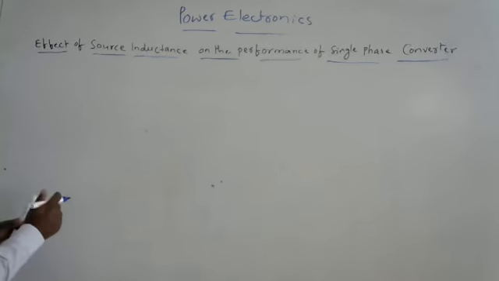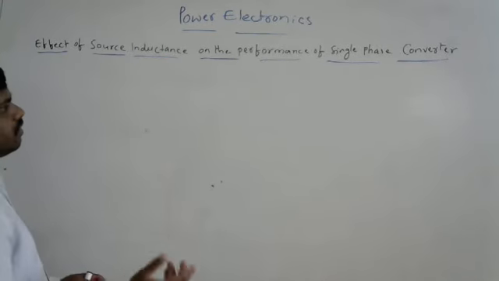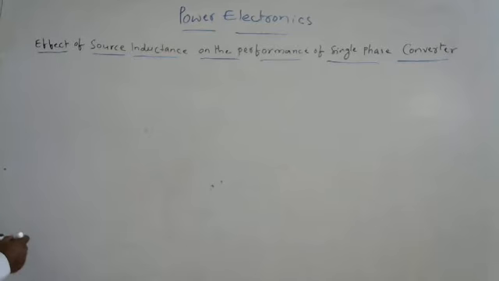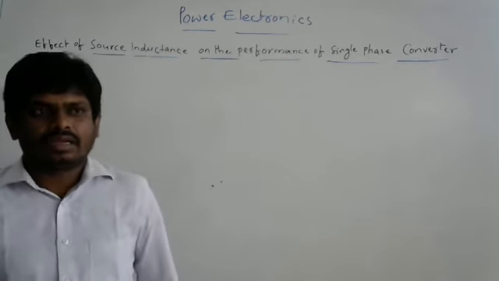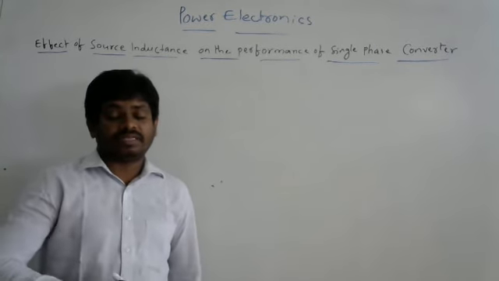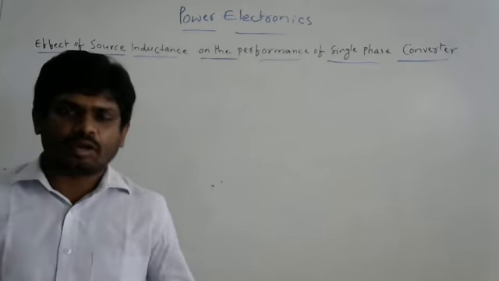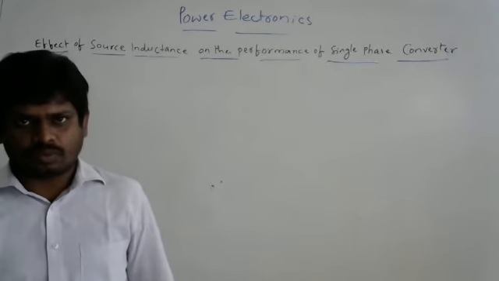So, without source inductance, so far we have seen how the converters work, like the single phase fully controlled converter with R load, and single phase fully controlled converter with the RL load. It means different loads we connected, but in all those circuits we do not include any inductance at the source side. We included the inductance at the output side. That is what we call RL load.